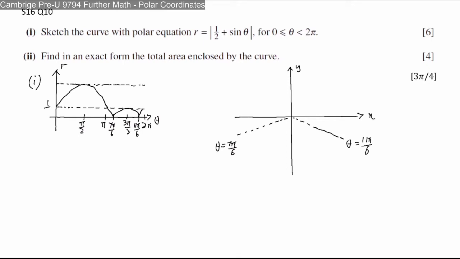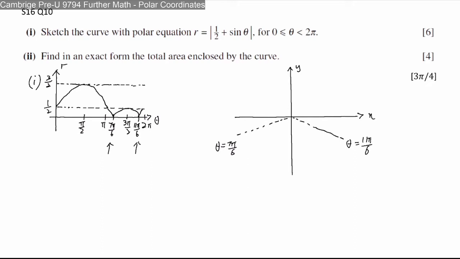So of course we have some important points here that we need to take note of. By looking at this behavior, because this is a modulus, remember, we have to reflect whatever is below the horizontal axis up. And we have some very important points here, which are 7 pi over 6, which gives us r equals 0, and 11 pi over 6, which gives us r equals 0 as well.